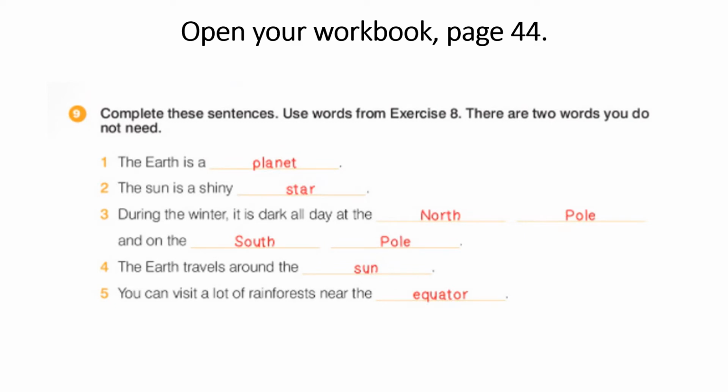The earth is a planet, zemlja je planet. The sun is a shiny star. Sunce je sjajna zvijezda. During the winter it's dark all day at the North Pole and on the South Pole. Dakle, tijekom zime mrak je cijeli dan na sjevernom i južnom polu. The earth travels around the sun. Zemlja putuje oko sunca. You can visit a lot of rainforests near the equator. Prašume su, možeš posjetiti najviše oko ekvatora.